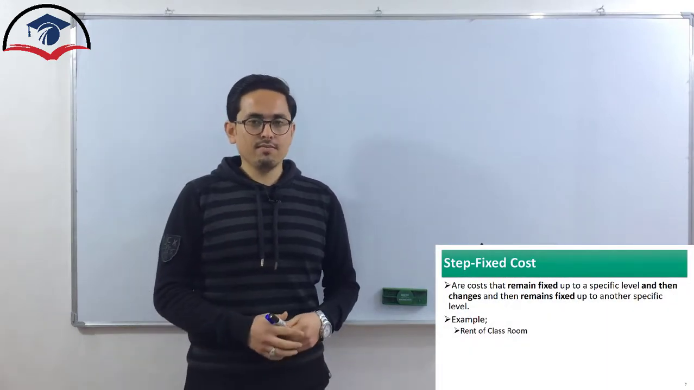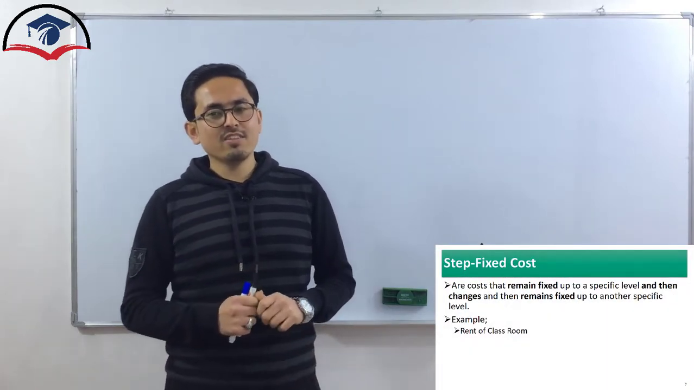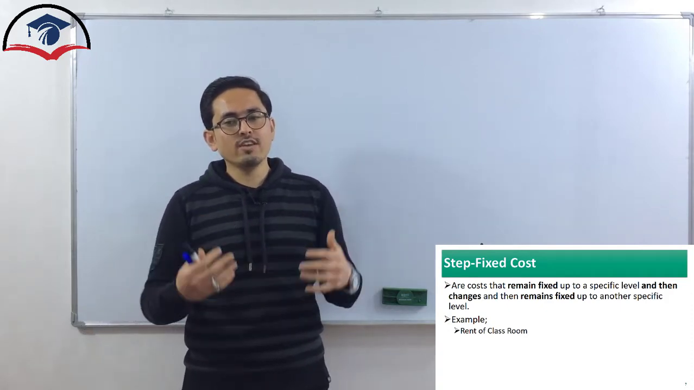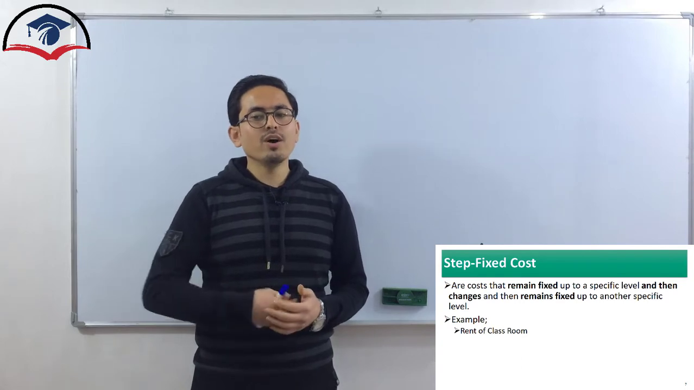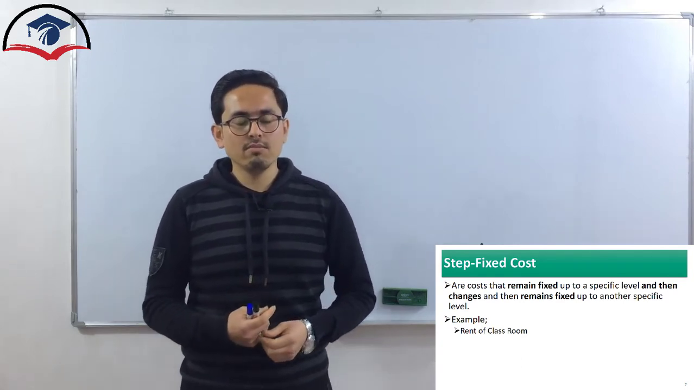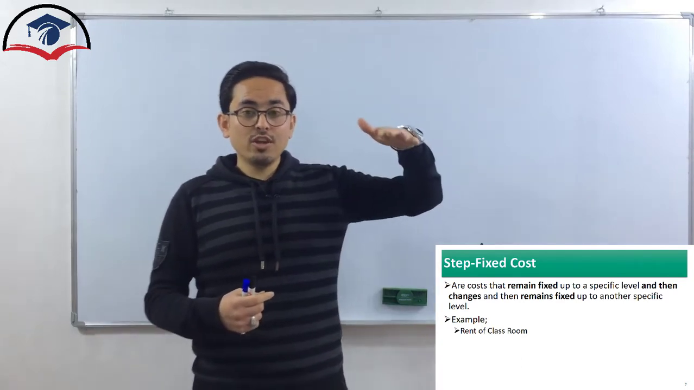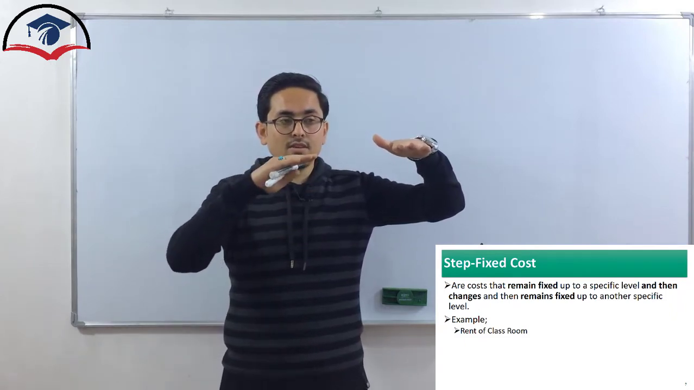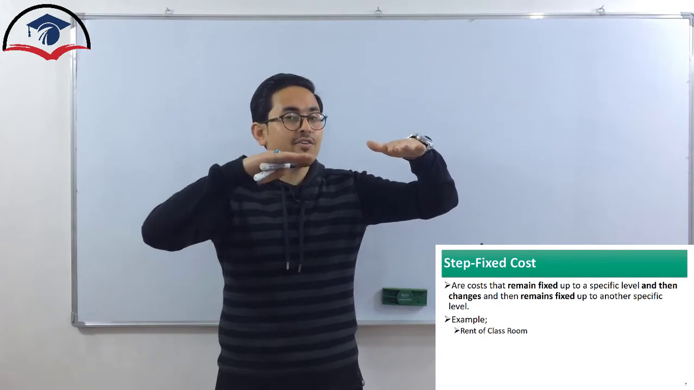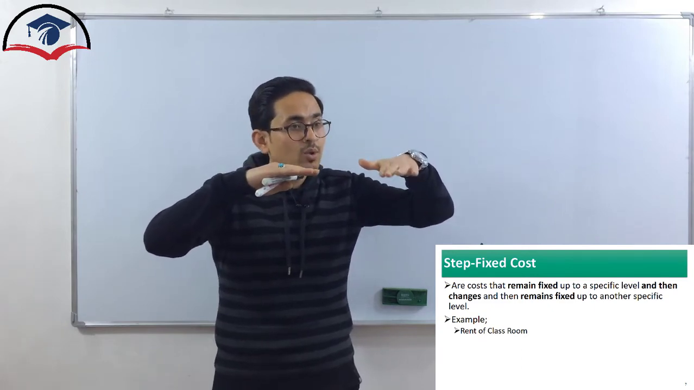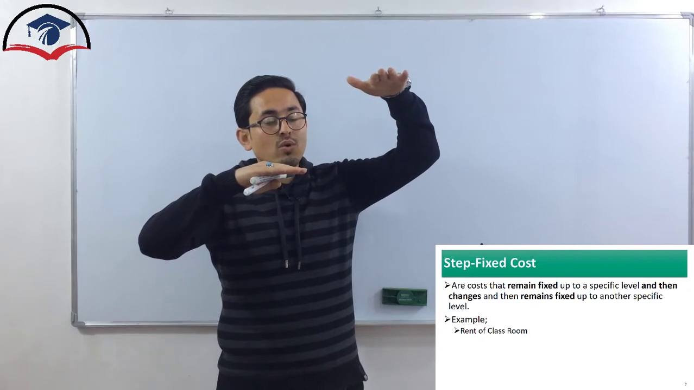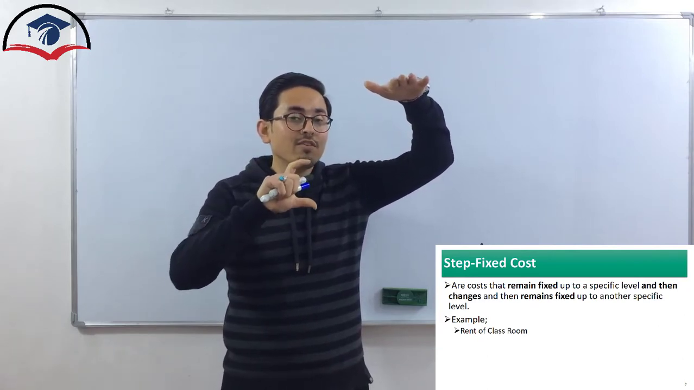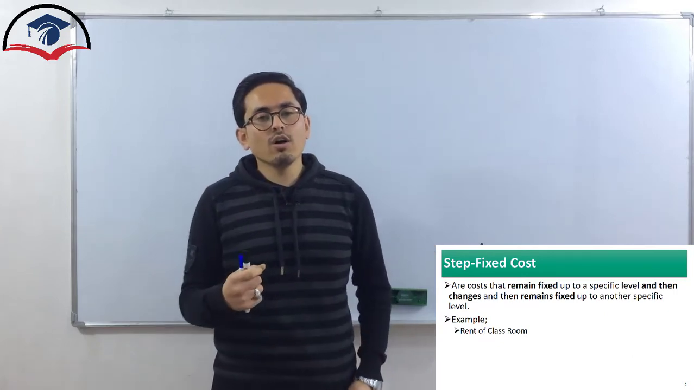Step fixed costs are costs that remain fixed up to a specific level, then change, and then remain fixed up to another specific level. What does it mean? Here is a cost which changes when the level of activity goes up. It will stay constant up to a range of activity, but it will shift upward to another fixed range when the level of activity crosses that range. That's why it's called step fixed cost.